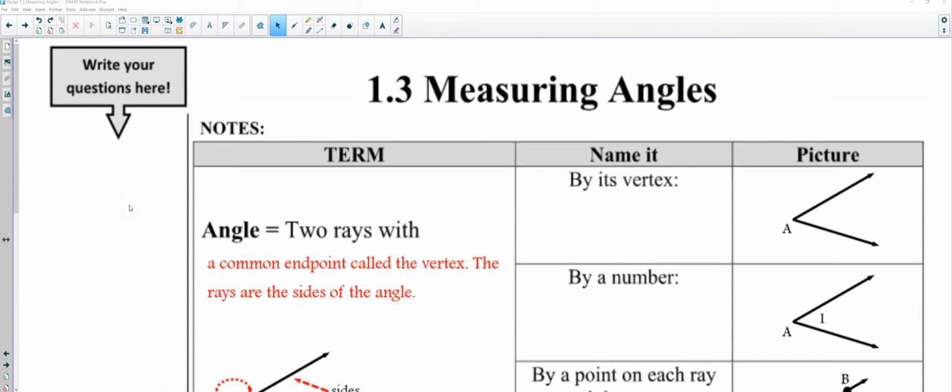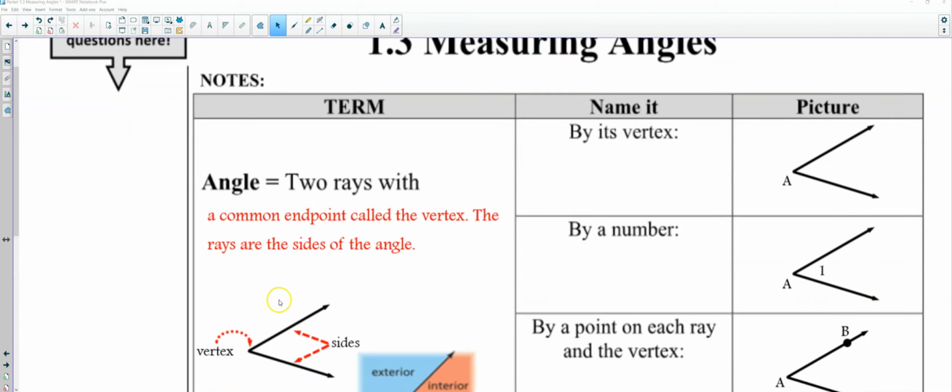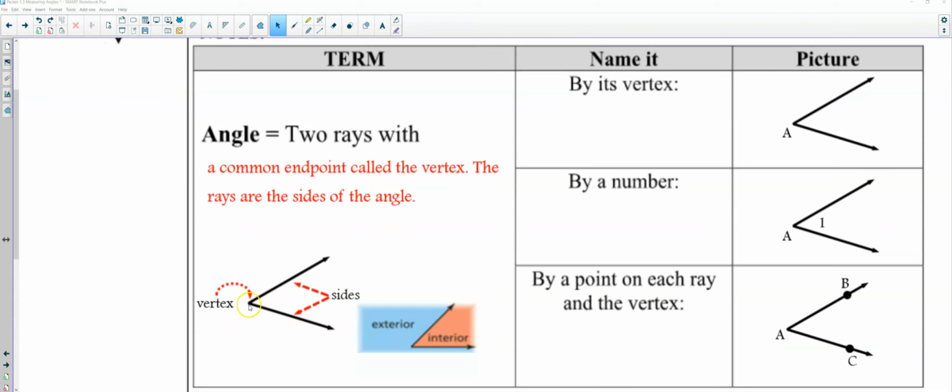Okay, the first one is we have to define what is an angle. Well, an angle is two rays with a common endpoint called the vertex. The rays are the sides of the angle. Notice that the vertex is the corner, what you consider the corner. Angles are always made up of rays. So when they ask you for the sides of the angle, never answer with a segment, always answer with a ray, because angles are made up of rays.